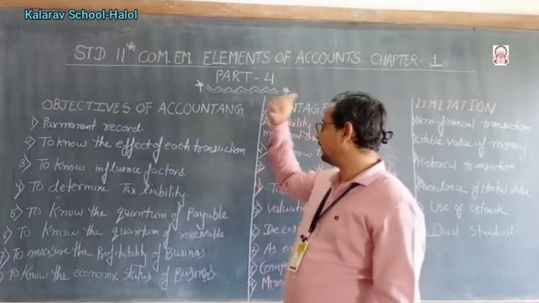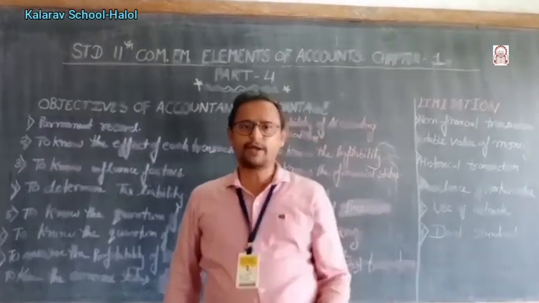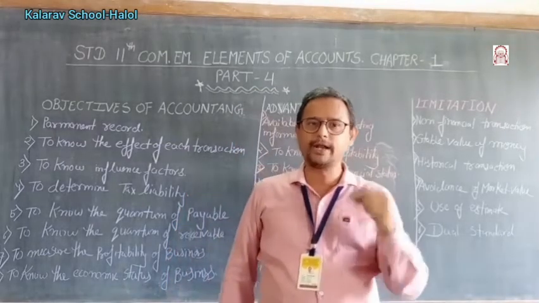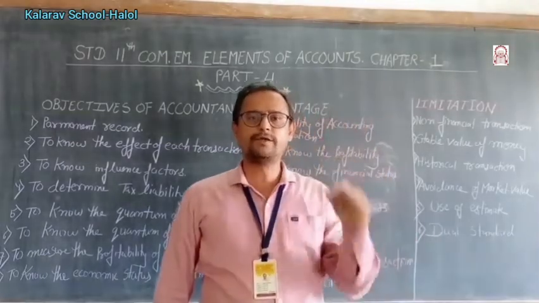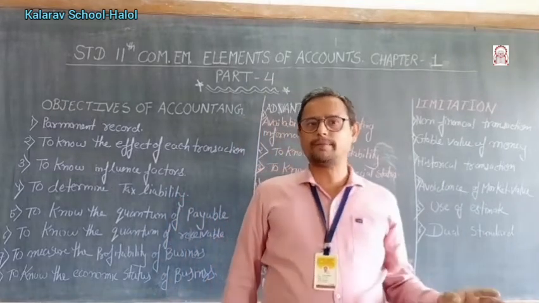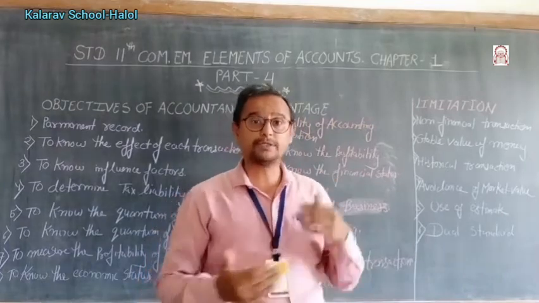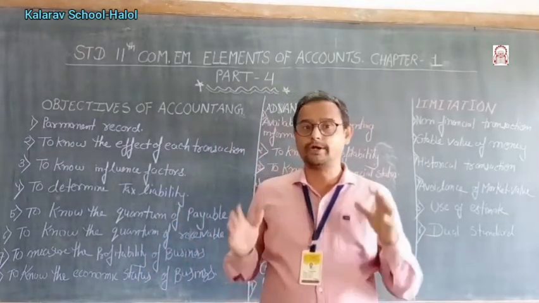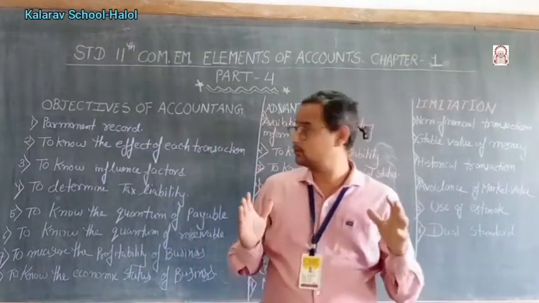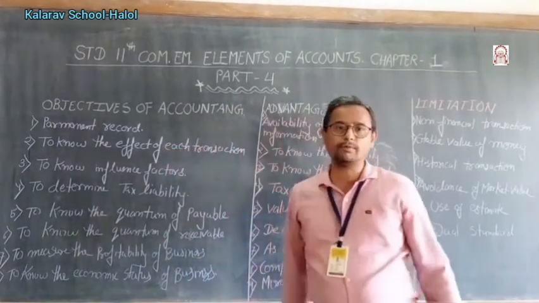Second, to know the effect of each transaction. When you maintain the books of account, you read as well as write each and every transaction. So at that time you know what will be the debit effect of the particular transaction, and what will be the credit effect. Suppose any mistake has occurred, then you are able to detect it if it is recorded. If it is not recorded, you are not able to know what the effect will be.